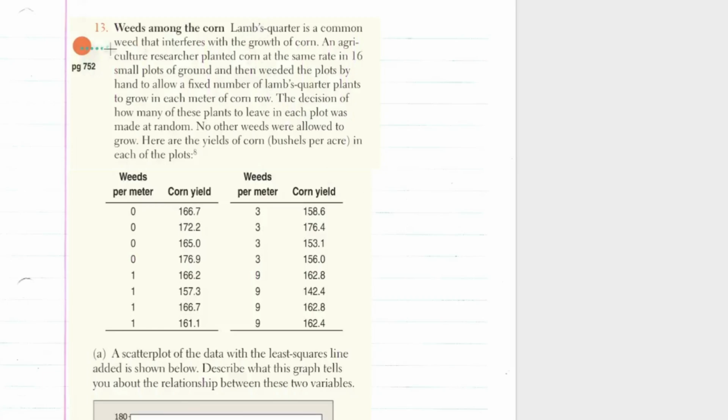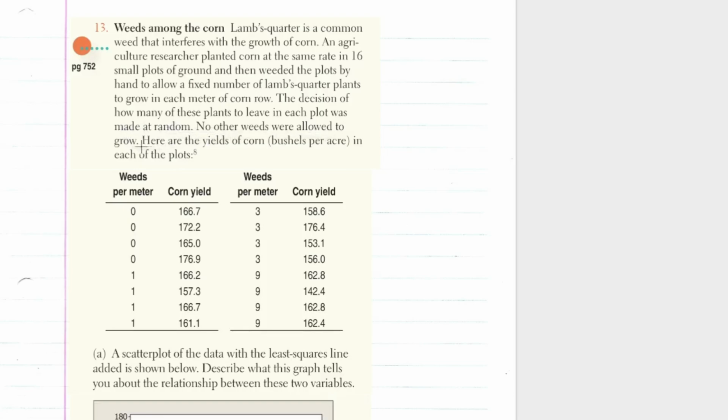Lamb's quarter is a common weed that interferes with the growth of corn. An agriculture researcher planted corn at the same rate in 16 small plots of ground and then weeded the plots by hand to allow a fixed number of lamb's quarter plants to grow in each meter of corn row. The decision of how many of these plants to leave in each plot was made at random.